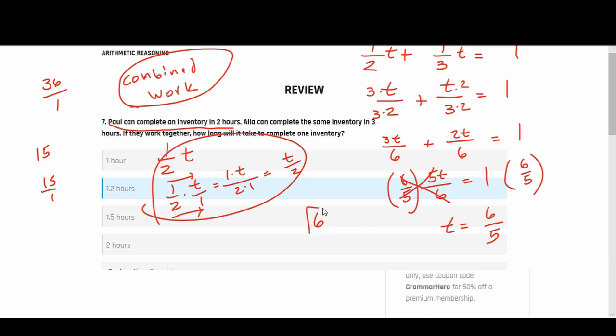So we do 6 divided by 5. 5 goes into 6 one time without going over. 5 times 1 is 5. Subtract: 6 minus 5 is 1.